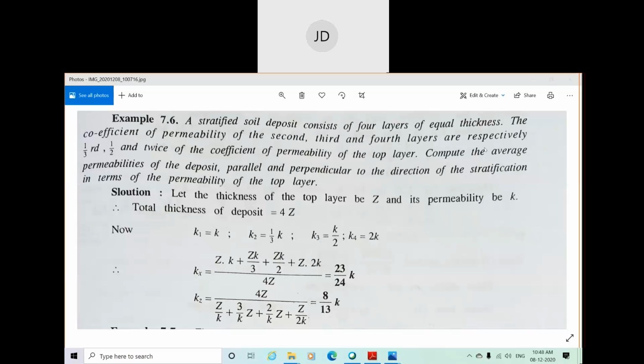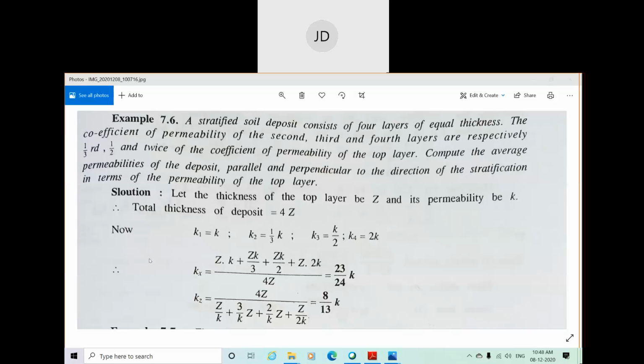The third layer's coefficient of permeability is half that of the top layer. It means we can say K3 equals half of K, that is, K by 2. And the coefficient of permeability for the fourth layer will be twice K. So after getting all these values, we only need to put them in this equation.